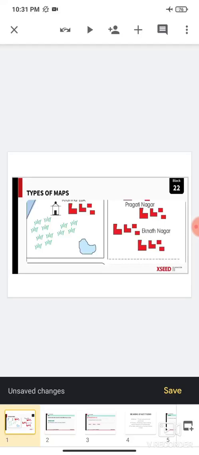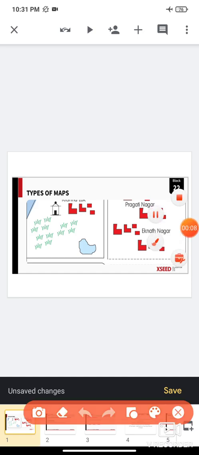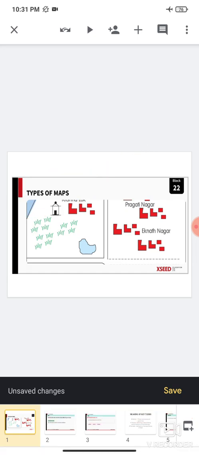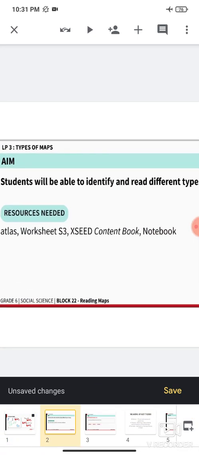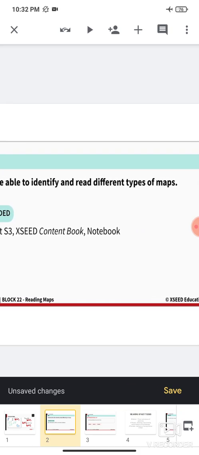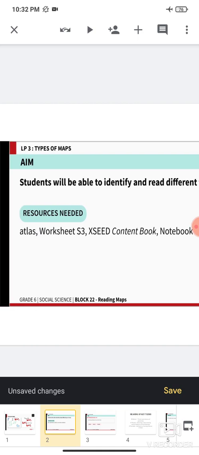So today we will start with a new topic under block 22. The topic of our discussion for today is types of map. So let's get started. Our aim for today is that students will be able to identify and read different types of maps.